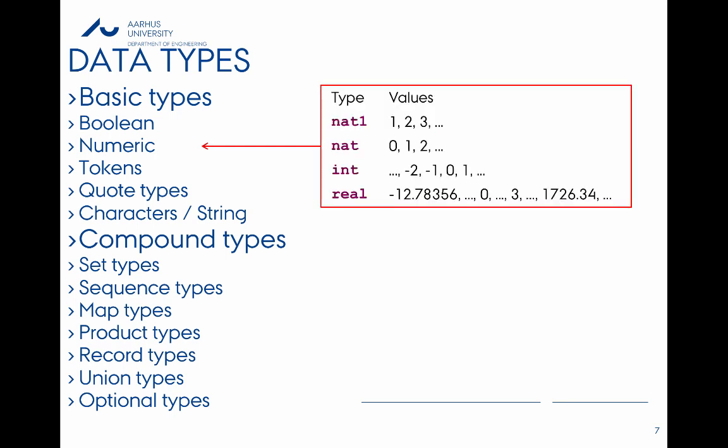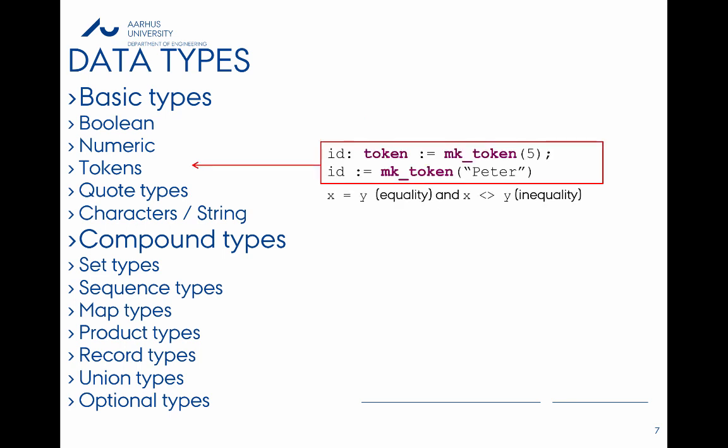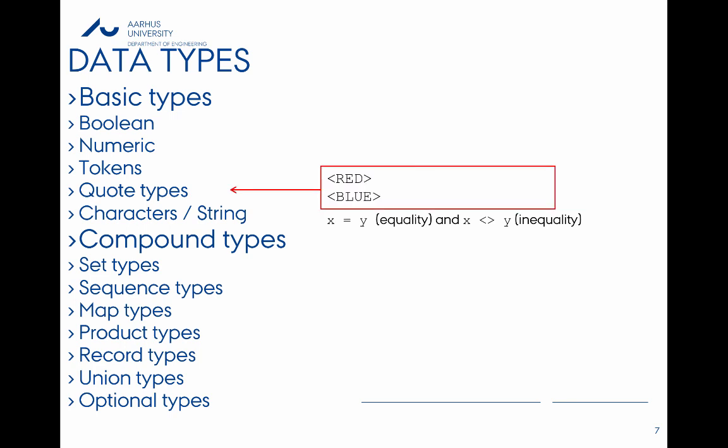Numeric types are different, and they're just subtypes of each other. We have nat1 starting from 1 and upwards, natural numbers that start from 0, integer, and we have reals. There's a special type called token, and token is a way of abstracting away from the exact representation you would like to make in your implementation later on. The only thing you can do with tokens is you can compare them and see if they're equal or unequal.